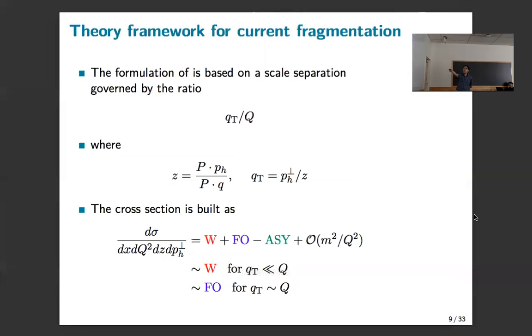And the formulation is based on this scale separation, which is QT over Q, where QT is P_h perpendicular divided by z, and z is the usual SIDIS z. So whenever this number is very, very small, you will go into the TMD region, or whenever it's large, then we are in the fixed order region. So this is basically the state. Notice that I'm stressing here that the cross section describable in terms of TMDs will be where QT is much, much smaller than Q. This is very important.